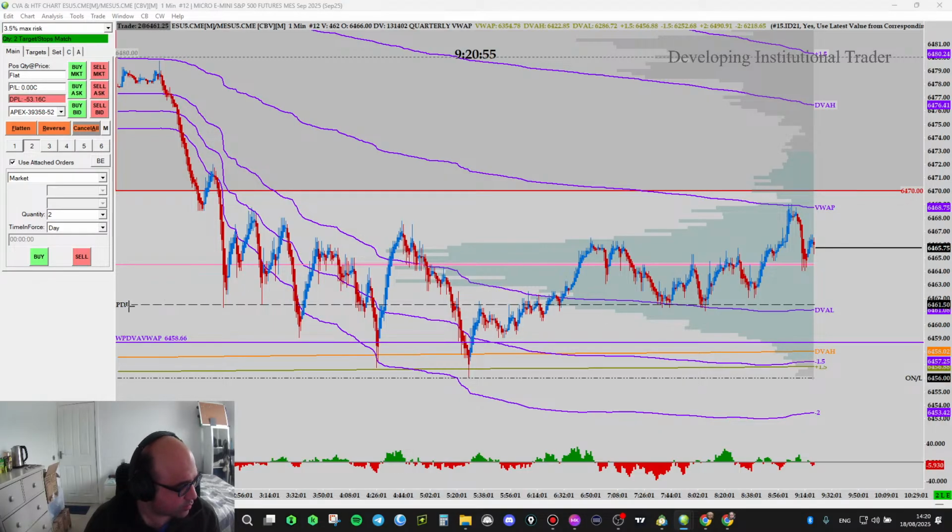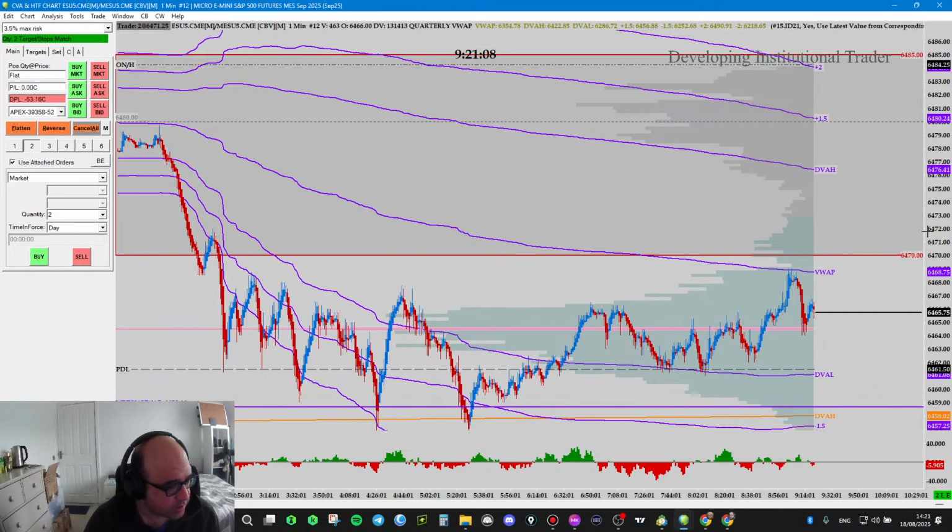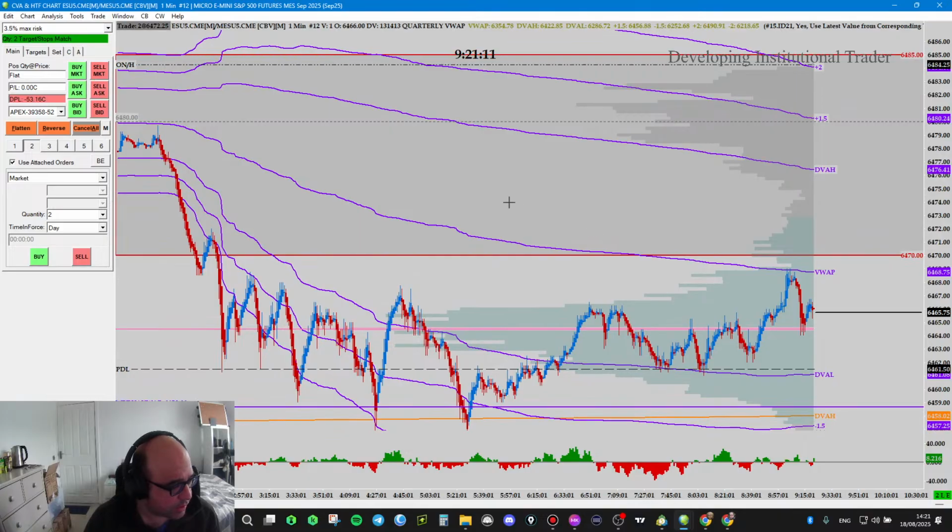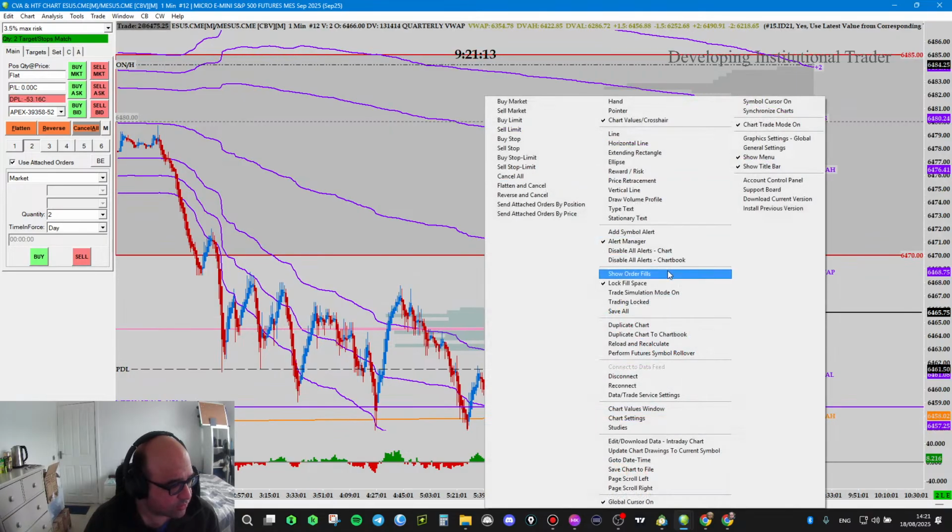However, we are still at the previous day low, so it was difficult for the price to come up. It did come up and retested, and now we're looking for a possible continuation above the VWAP. Let me show you my morning trade.